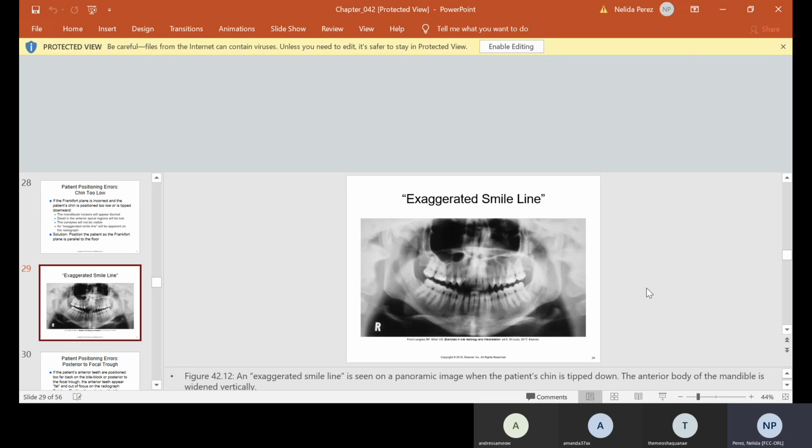So now, this person looks like the Joker to me, okay? Their smile is so wicked here, it's like, what's wrong with this picture, you know? So this is too much. His chin is tipped down too much, okay? So we have to fix it. That way the smile line is basically exaggerated. So again, that is not a good x-ray.